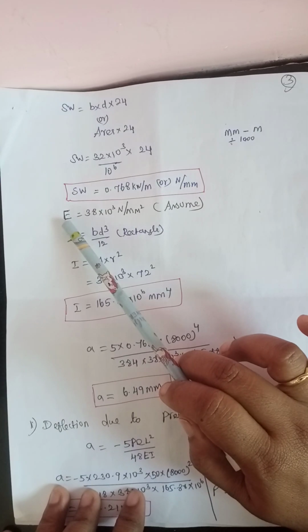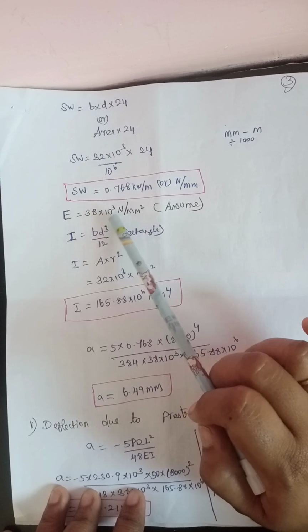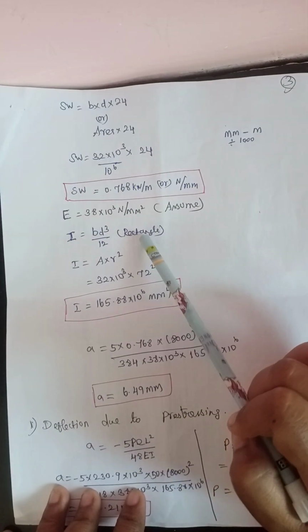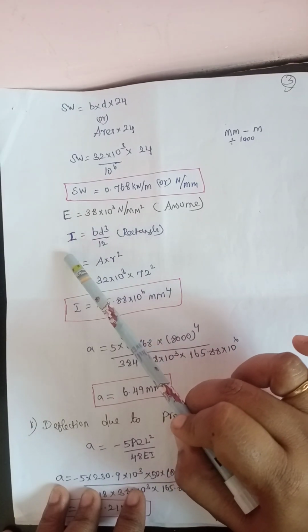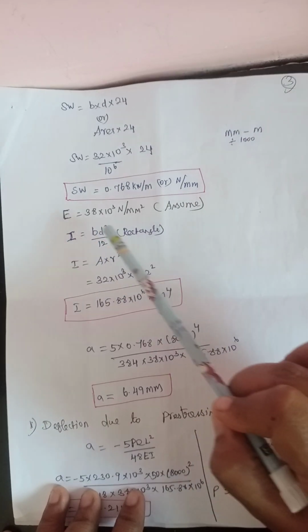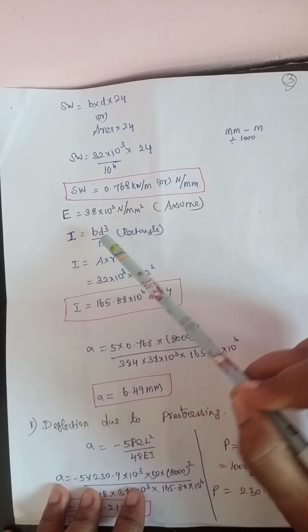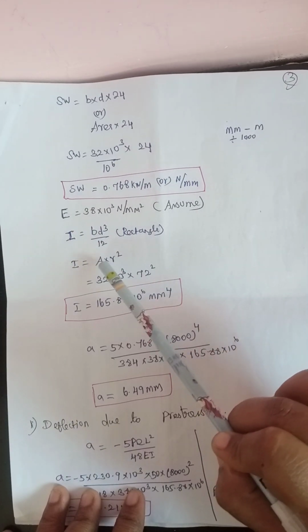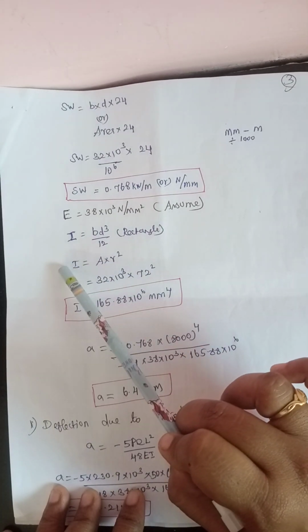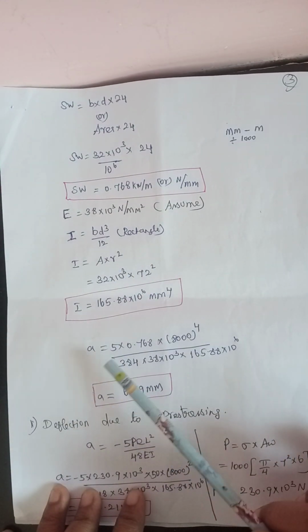In the problem, Young's modulus is not given, so we can take Young's modulus as 38 into 10 power 3 Newton per mm square. The beam is rectangular section. The moment of inertia is easily calculated by using the formula b d cube divided by 12. But in the problem, we didn't have any value for breadth and depth. Instead of that, we have value for area. So by multiplying area and radius of gyration square, we can easily calculate the moment of inertia value. By using all these values, we can calculate deflection due to self weight.